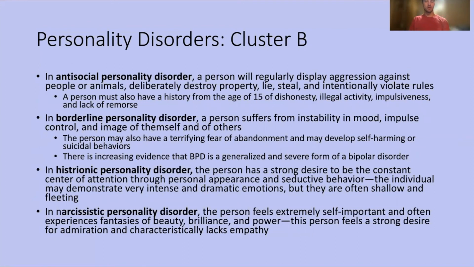So antisocial personality disorder is one in which a person will regularly display aggression against people or animals, deliberately destroy property, lie, steal, and intentionally violate rules. A person must also have a history from the age of 15 of dishonesty, illegal activity, impulsiveness, and a lack of remorse. So there are a couple of childhood disorders that sort of indicate whether or not a person is at risk of developing antisocial personality disorder.